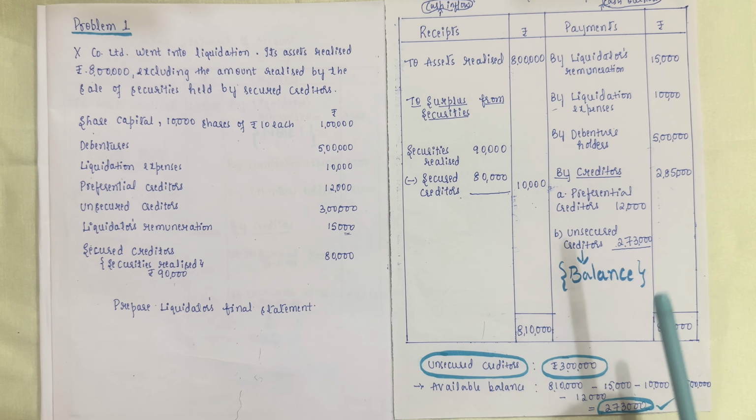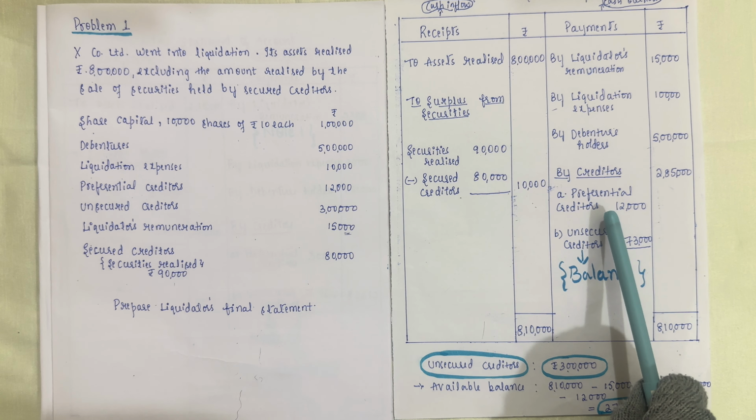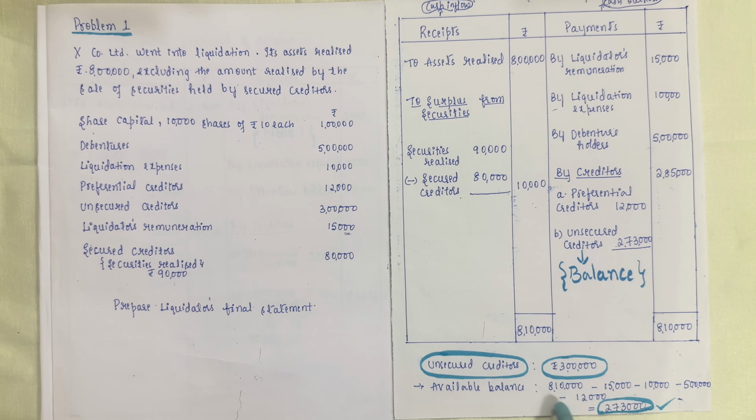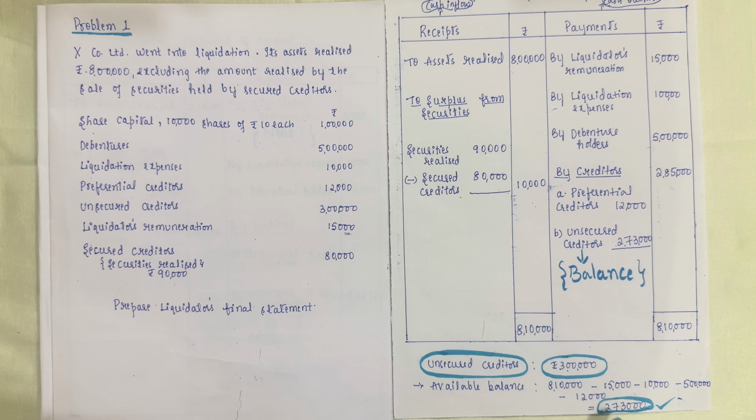Next, debenture holders 5 lakh. So minus 5 lakh. Next, to preferential creditors we paid 12,000. So minus 12,000. 8 lakh 10,000 minus 15,000 minus 10,000 minus 5 lakh minus 12,000. How much is there? 2 lakh 73,000. The balance we have is only 2 lakh 73,000.